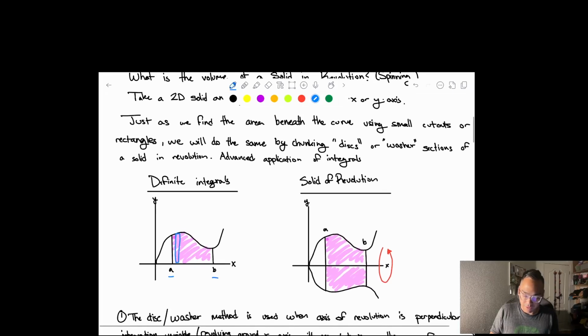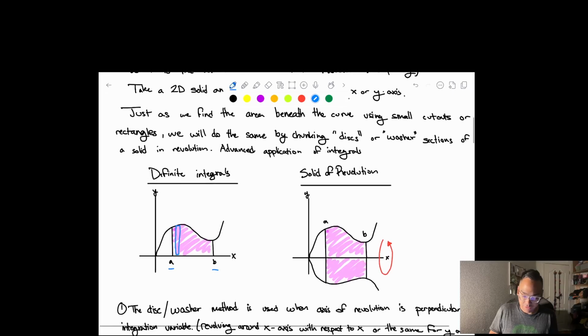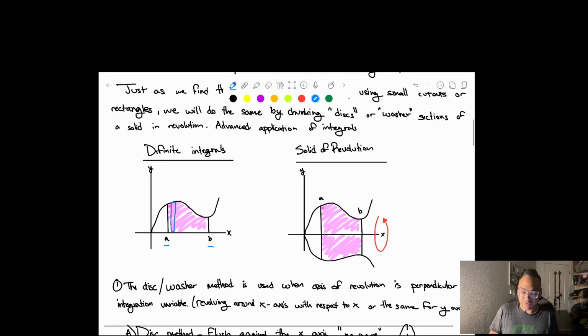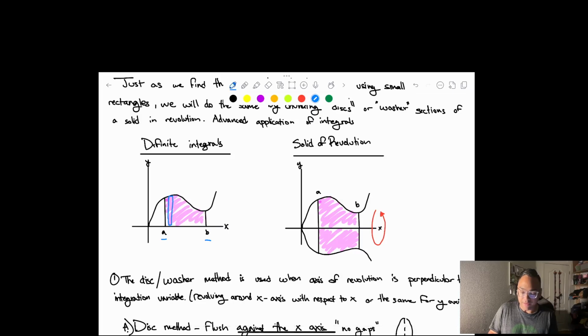We're going to do the same thing, except this time we're going to be spinning it around an axis, either the x-axis or the y-axis. Just as we find the area beneath the curve using small rectangles, we will also do the same by chunking discs or washer sections in a solid of revolution. Just picture a solid that's spinning. If we take the definite integral and spin it around, it becomes a vase-like shape, and we're going to try to find the volume it occupies, as you can see over here.